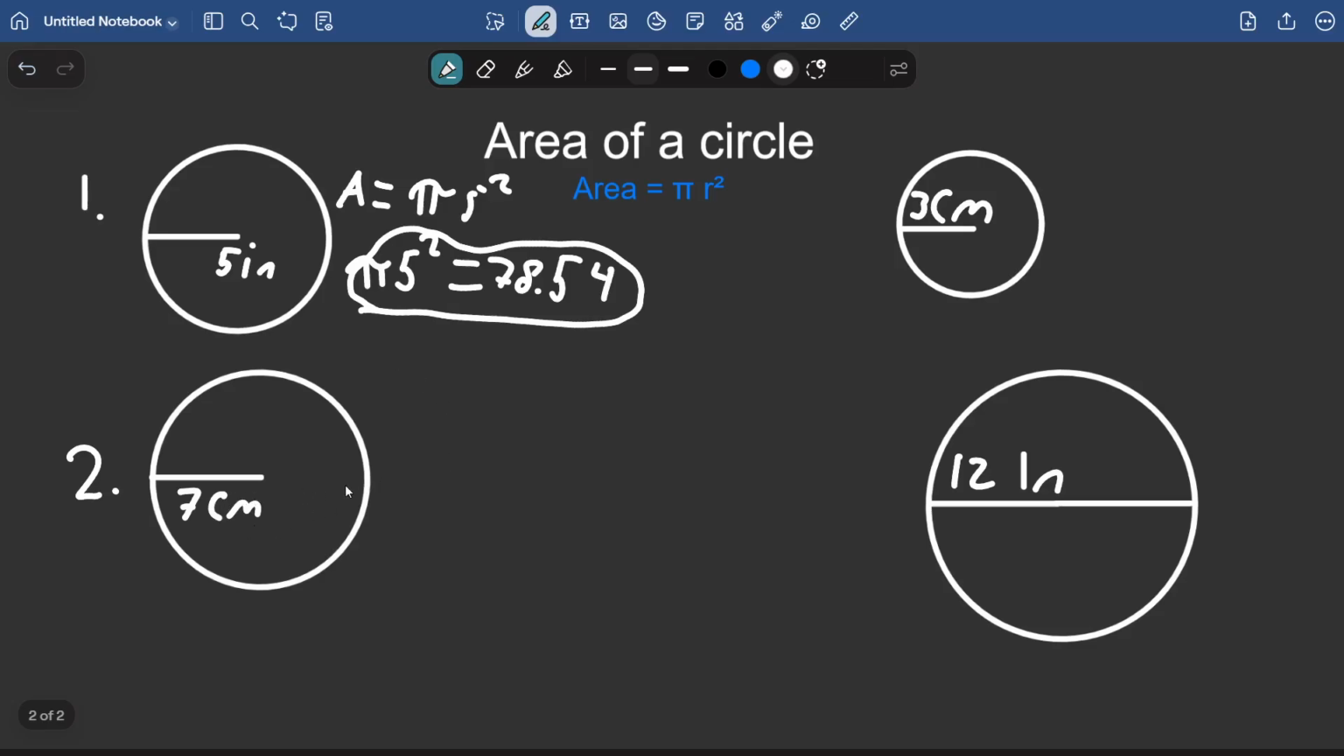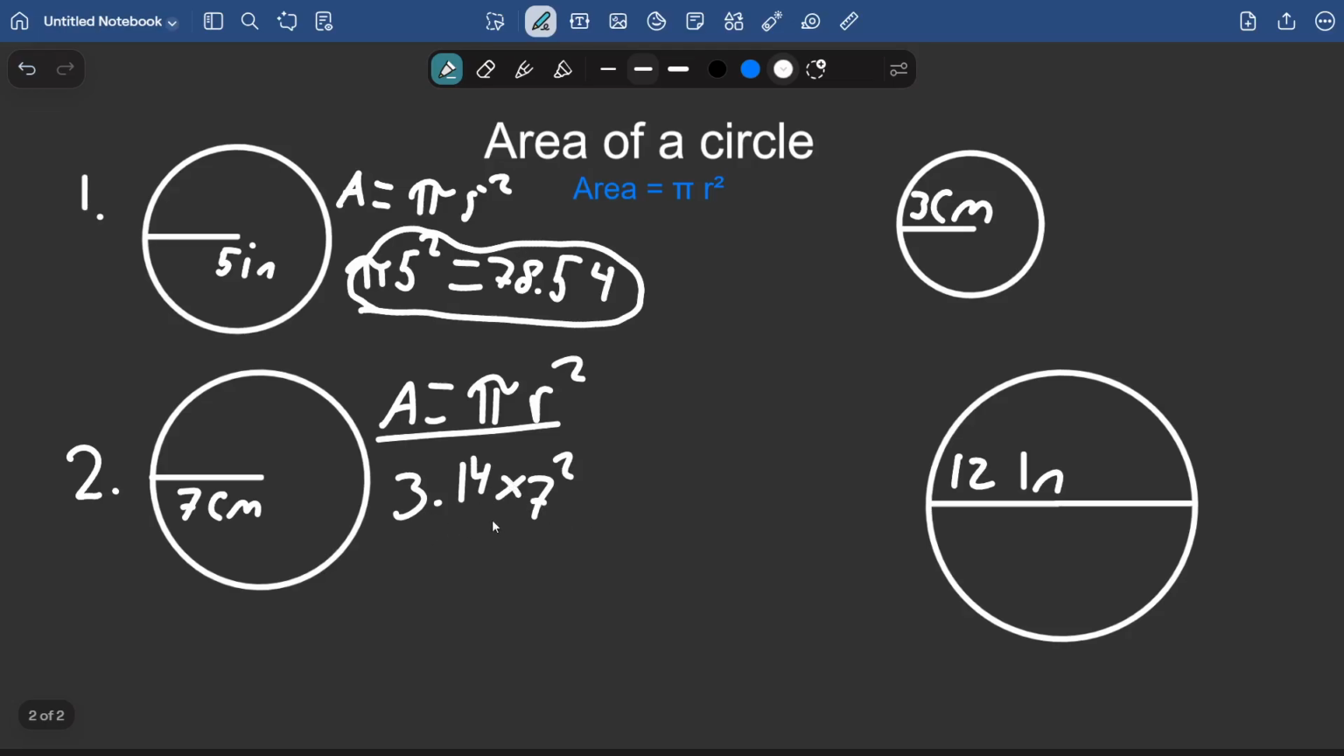The second circle is a bit larger and in centimeters, but it's exactly the same. So as we know, area is pi times radius squared. So the radius of the circle is 7 centimeters. So this time we're going to do 3.14 times 7 squared. If you use the 3.14 instead of the pi, you have to put a times in it.